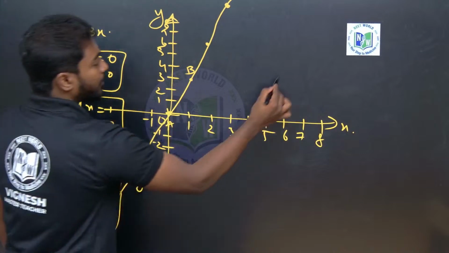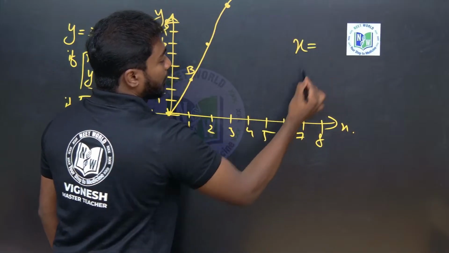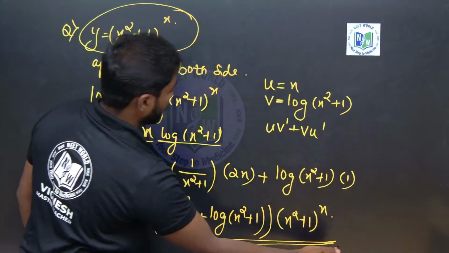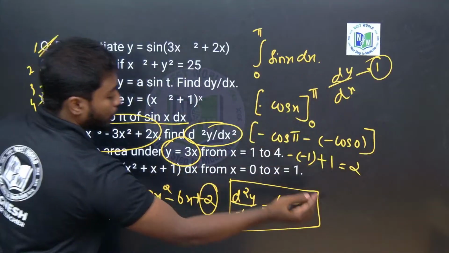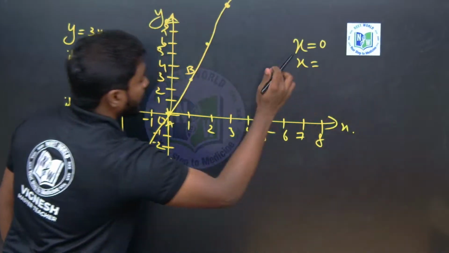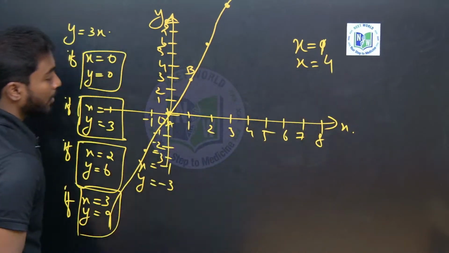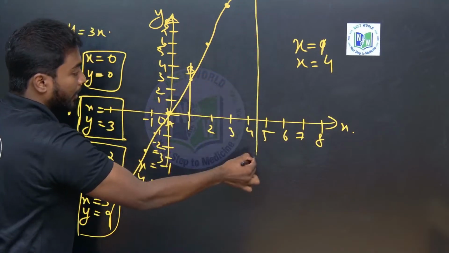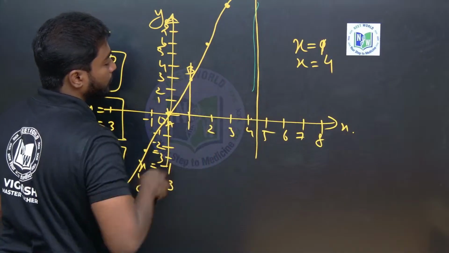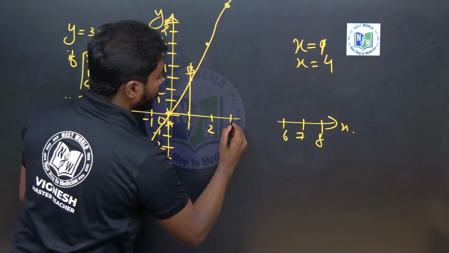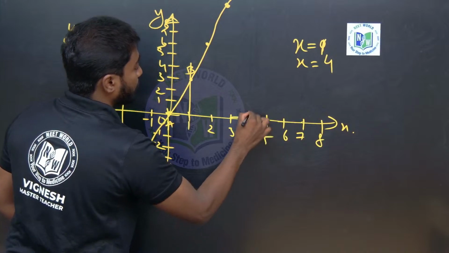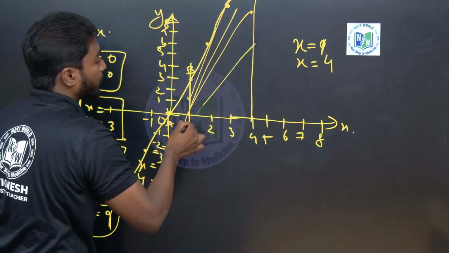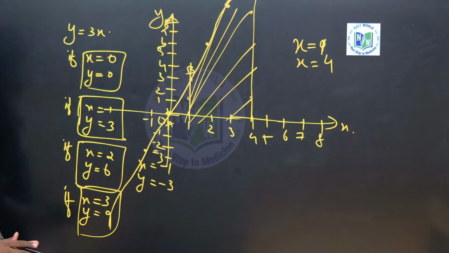And they asked that I need to find the area from x equals 1 to 4. So x equals 1 will be here, and 4 will be around like this. So almost I need to find this area. If I see here, this is uneven.